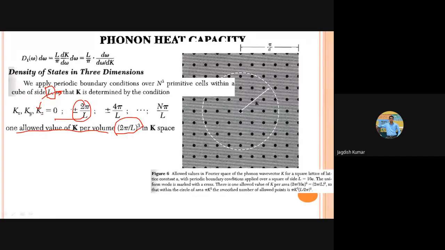So what will be the volume of one smallest cell? That will be (2 pi by L) whole cube, and that is going to be the volume per state, because one point in the reciprocal lattice is representing one term in the Fourier series. I hope you remember that. We have discussed it in the previous classes. So the volume per state will be this much, (2 pi by L) whole cube. I hope that is clear. Is it okay, or any question on this part? Is this okay?